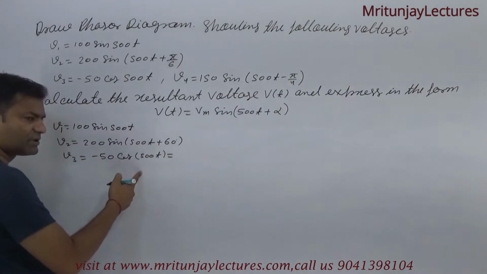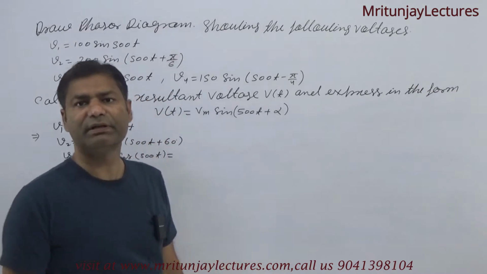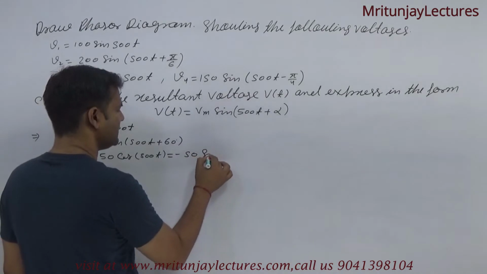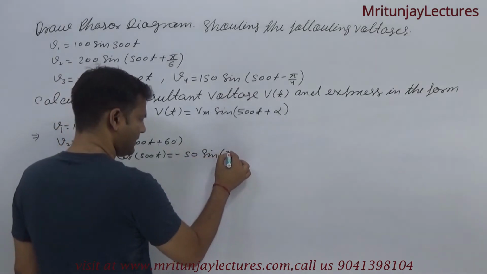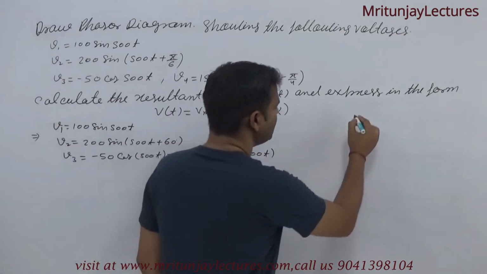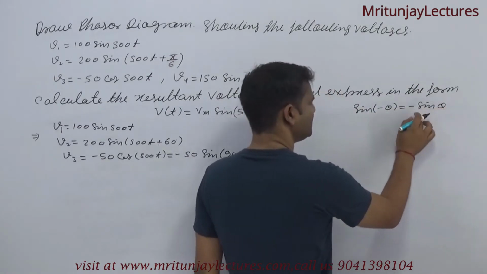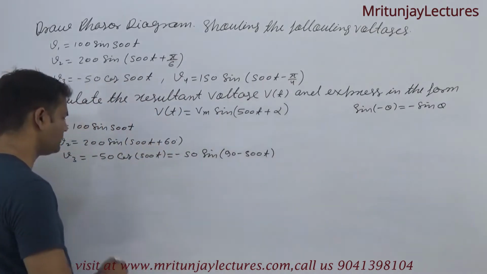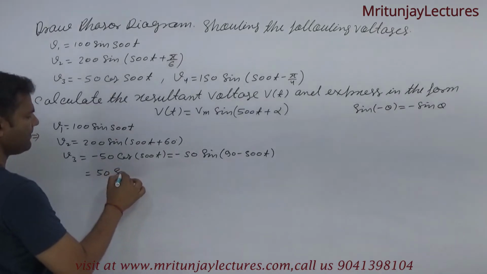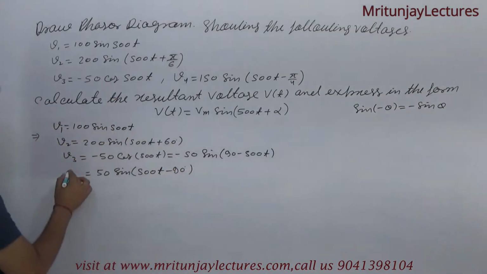So first of all, this cos term is converted into sine. So 50 sine of 90 minus 500t. I know that sine of minus theta is equal to minus sine theta. So if you adjust the minus sign, it is written as sine of 500t minus 90 degrees. Clear? So V3 is like this.